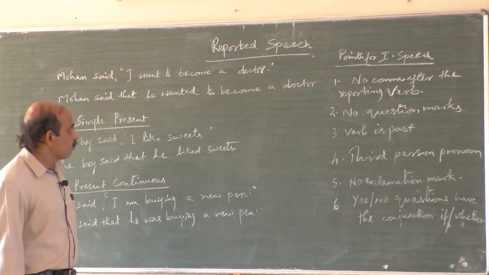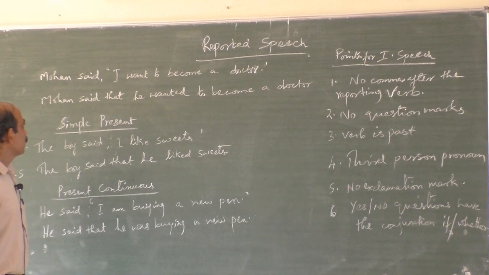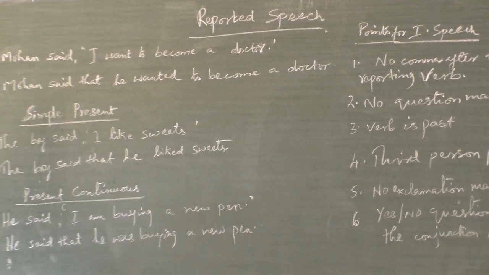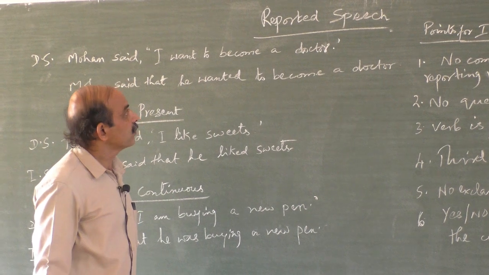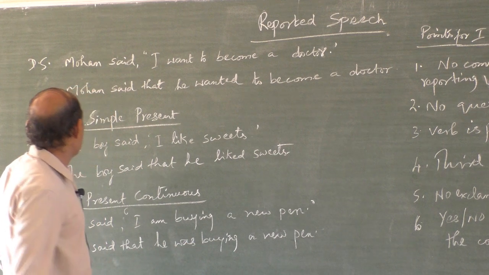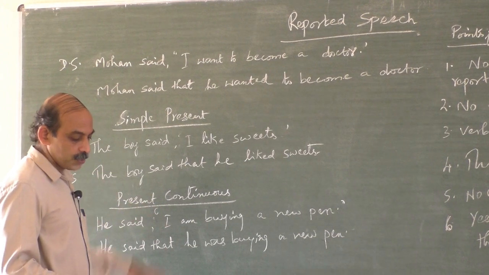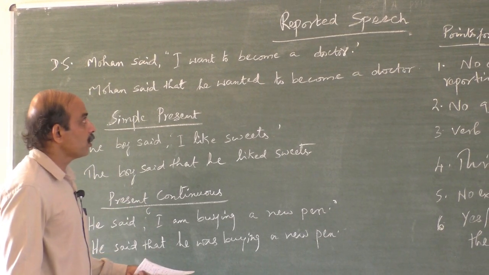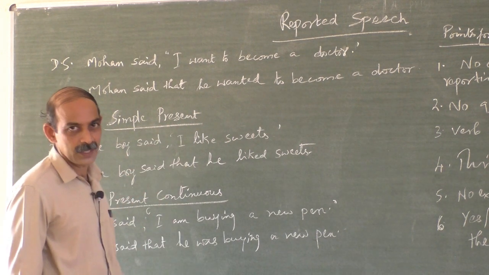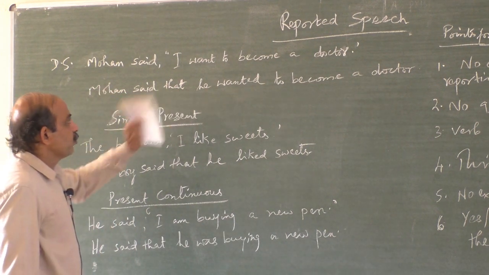Now, look at the example. Mohan said, I want to become a doctor. It is direct speech. Remember that reported speech is actually reporting the actual words of the speaker. Direct speech is when we say the direct words or the actual words of the speaker. Now we report it, we put it in indirect speech, hence the direct speech of the speaker has been reported. Mohan said, I want to become a doctor.